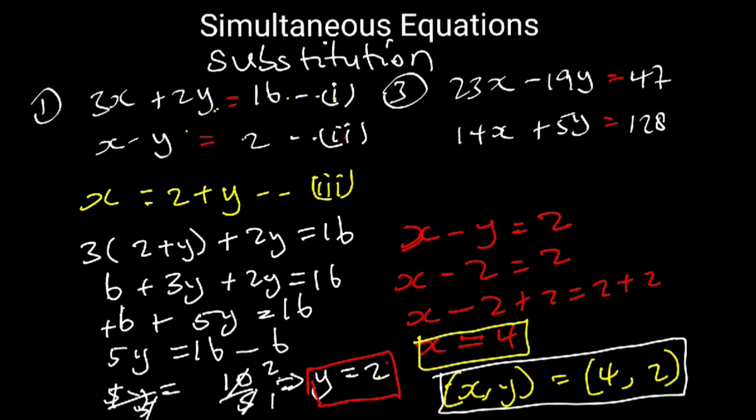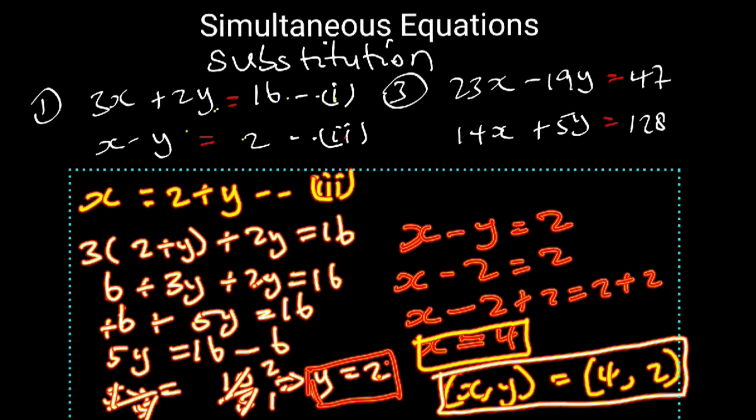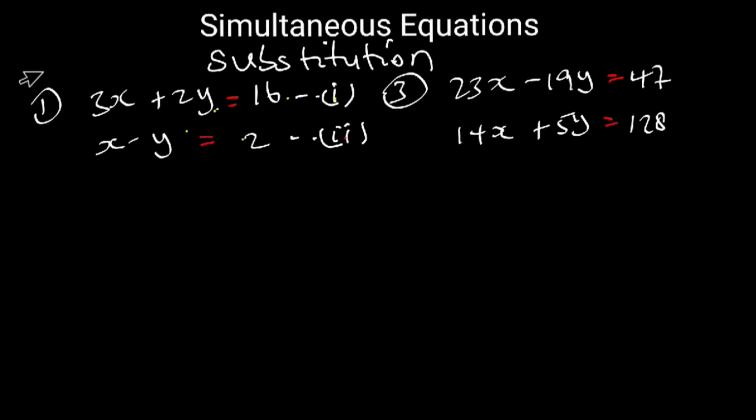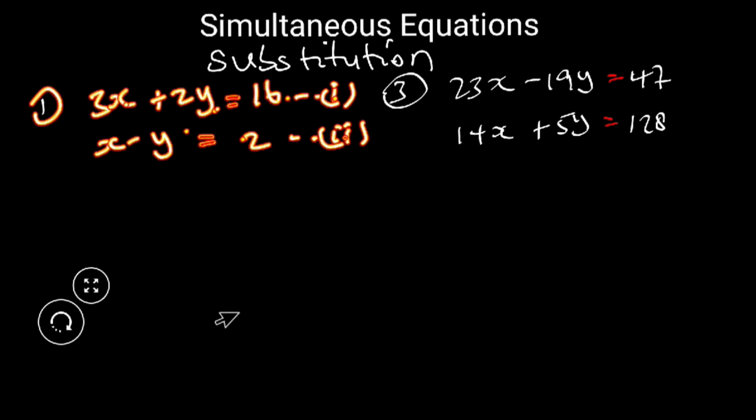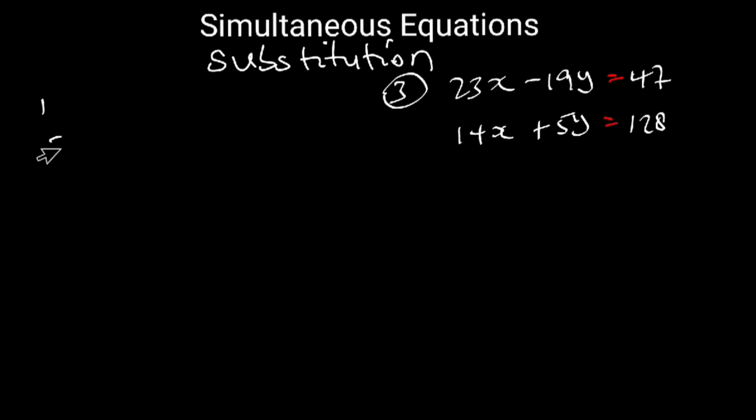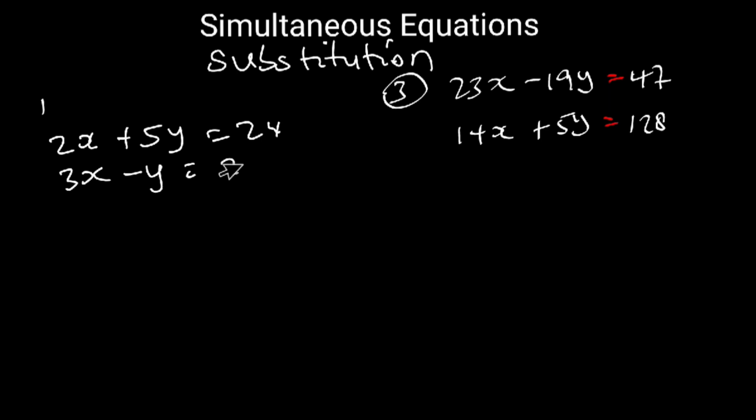Alright, so let me write out the second question. Let's solve it. So the second question, I have 2x plus 5y is equal to 24, and then 3x minus y is equal to 2. So the same thing we did in the first one, I want you to pause this video and try this question out. So this is our equation 1, and then this is our equation 2.